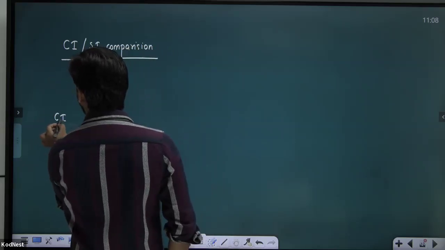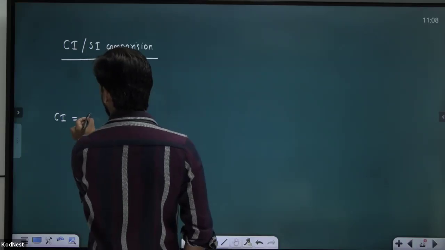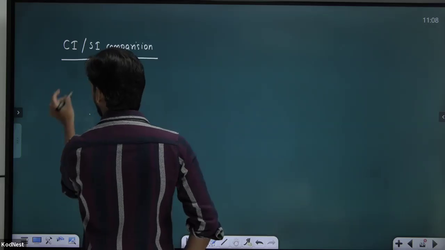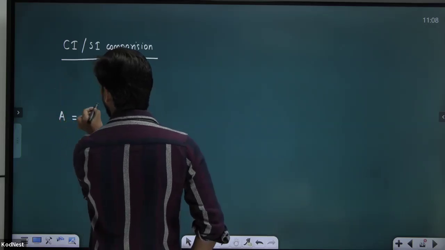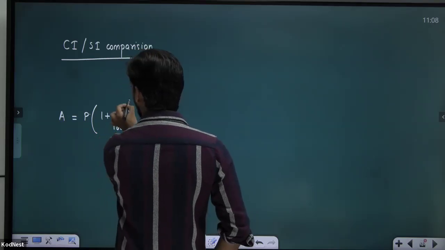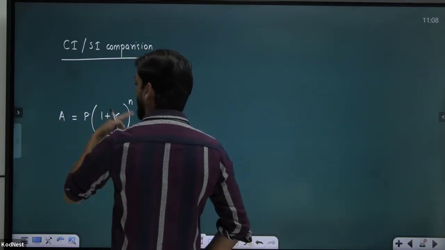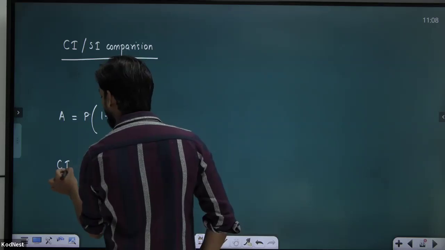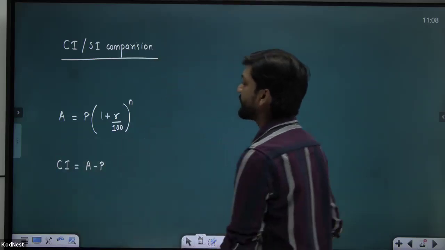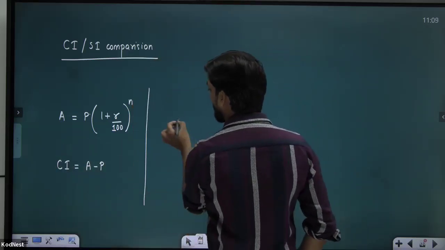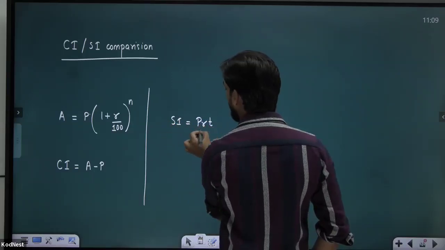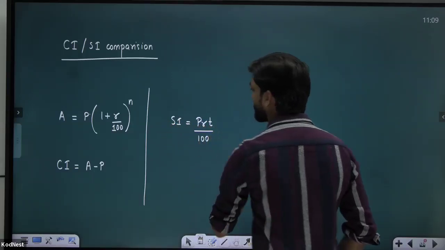All right. So my dear, one formula we have seen with compound interest is amount equals principal into (1 plus R by 100) to the power n. If after this we have to calculate compound interest, we will say amount minus principal will be the compound interest. With simple interest, we have seen simple interest is P into R into T divided by 100.